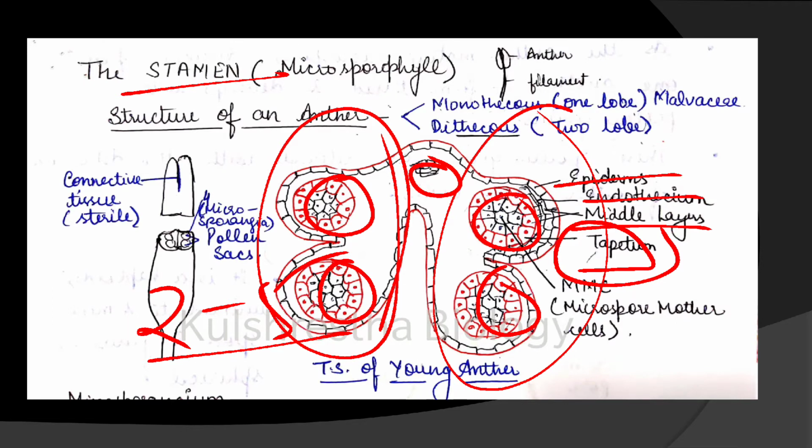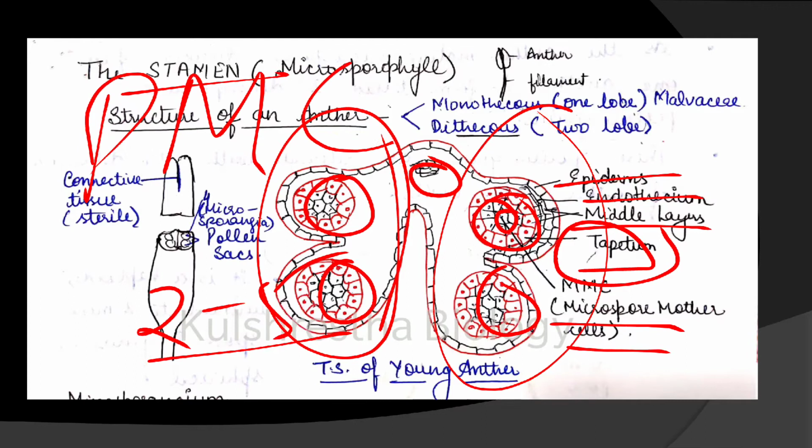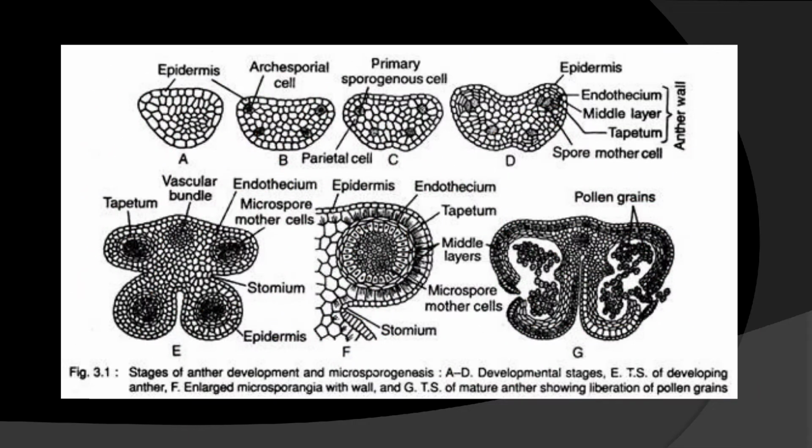At the inner side, means at the center, you will find the microspore mother cell. Here in the center you can see these are the microspore mother cells, also called pollen mother cell, PMC or MMC, meaning microspore mother cell as well as pollen mother cell. Now let's see the stages of anther development.